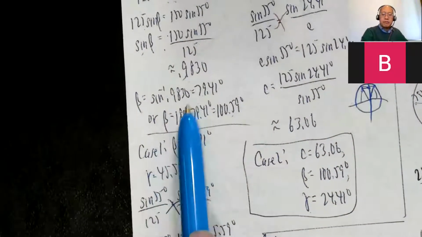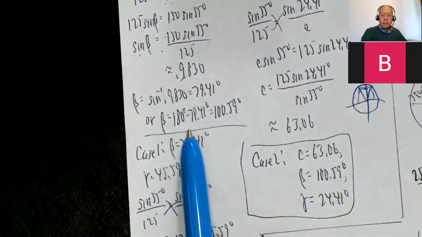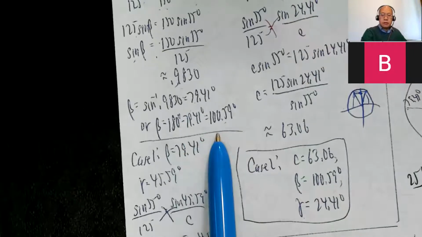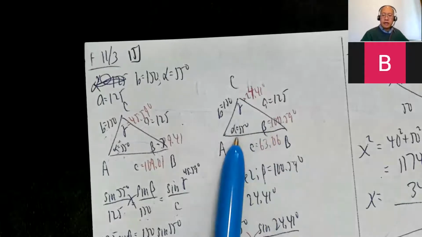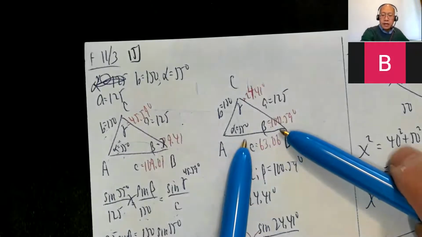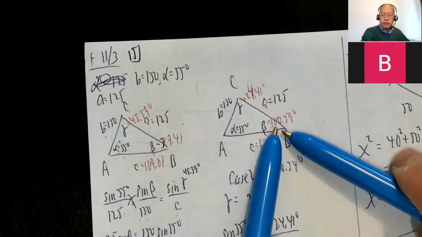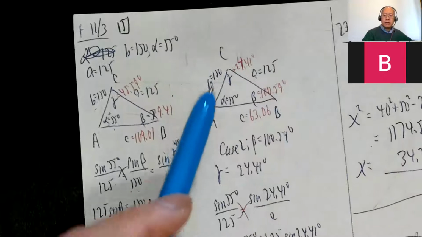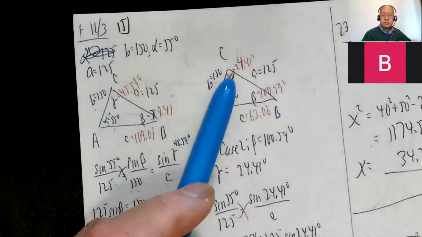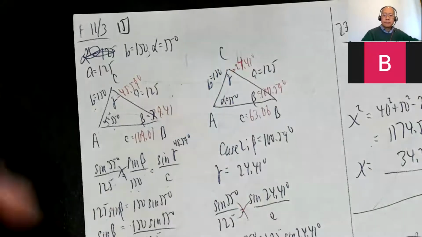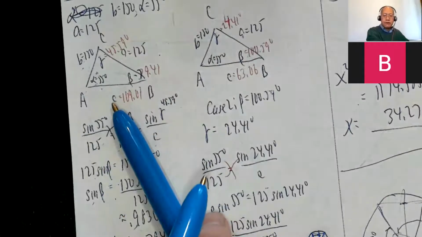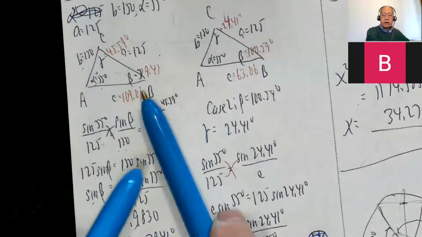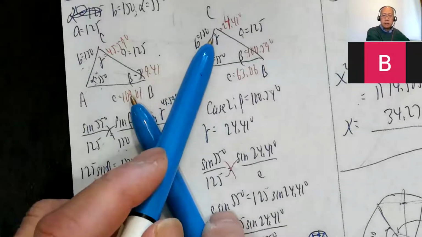Now for case two, where beta is 180 minus 79.41, which is 100.59. That still works. That's within the quota of 180 degrees. So 180 minus 55 minus 100.59 comes out to be 24.41. So gamma is 24.41. Then I keep going. So plug in here again. Sine of 55 over 125 equals sine of gamma over C.